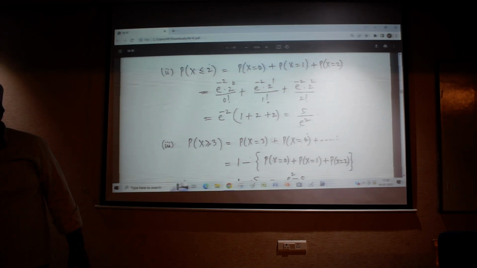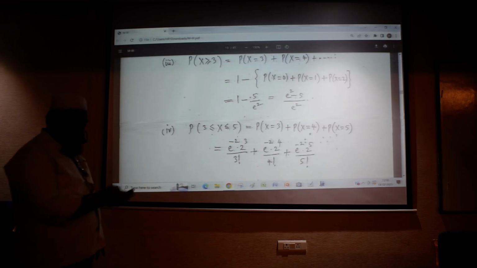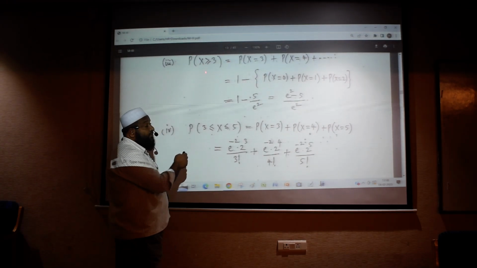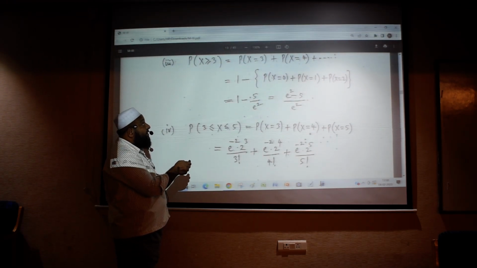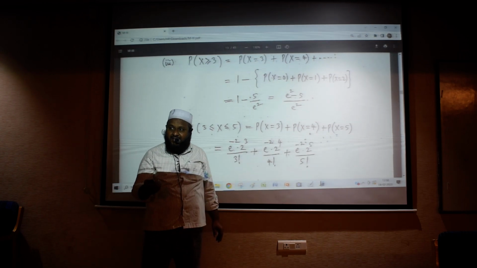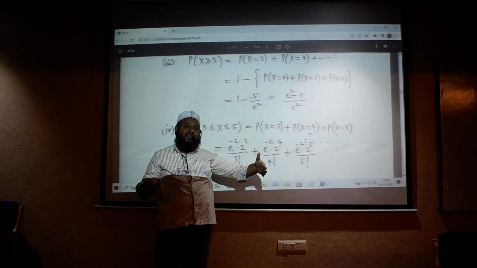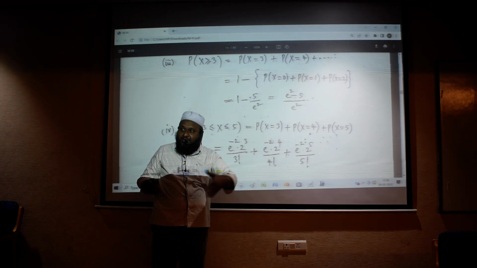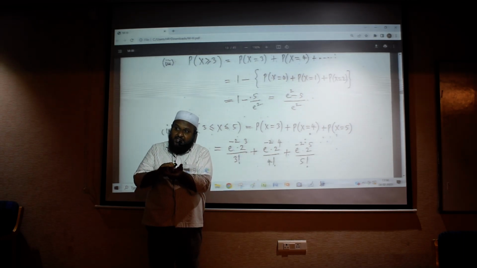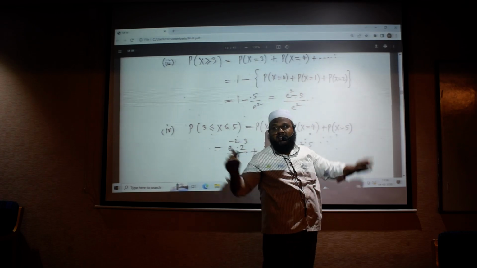Assuming that you don't have any doubt in this, right? Yes, sir. Very good. P of x greater than or equal to 3. What is the sum of all the probabilities? 1. The sum of all the probabilities is 1. Means P of x equal to 0, P of x equal to 1, x equal to 2, x equal to 3, and so on, that is equal to 1.